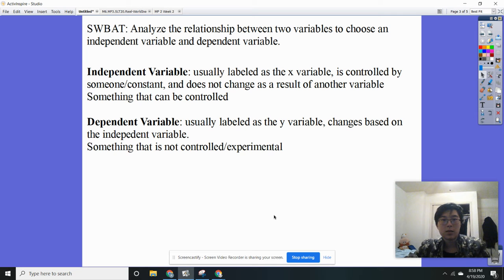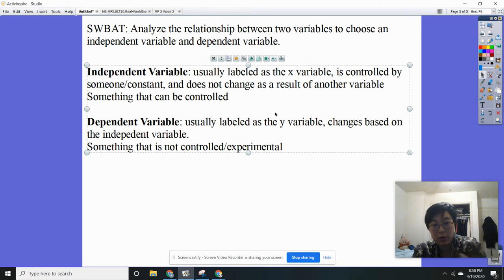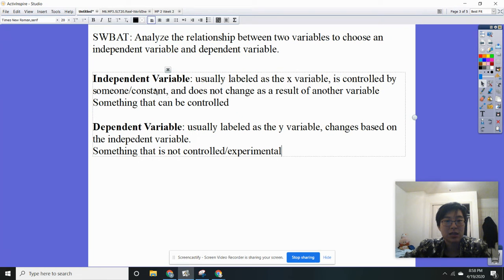All right. So this is week 4, lesson 2, analyzing the relationship between two variables to choose an independent and dependent variable. These are two new things, especially if you're going to do something in science or math, this is going to be your life. So graphs, everything. Independent means usually labeled as the x variable, is controlled by something constant and does not change as a result of another variable, something that can be controlled, or something that's constant.